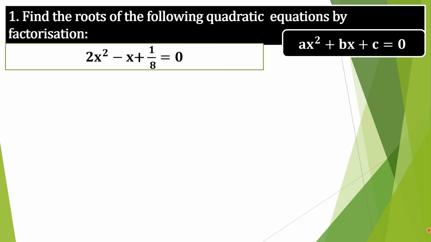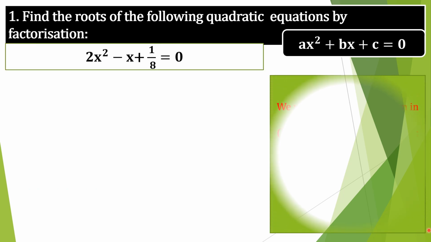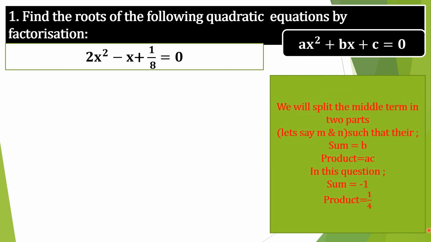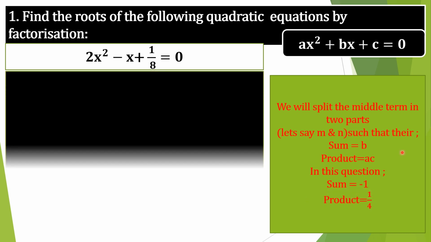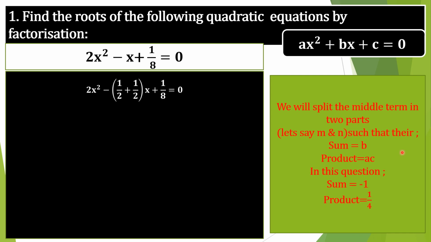Then next, 2x square minus x plus 1 upon 8. In this case, b is minus 1. Product of 2 into 1 upon 8 gives us 1 upon 4, right? Sum should be minus 1. Product is positive, means both should be negative. How? Let's see. This way, half and half, minus half, minus half, minus 1, right? And 1 upon 2 into 1 upon 2 is 1 upon 4. Minus into minus is plus.